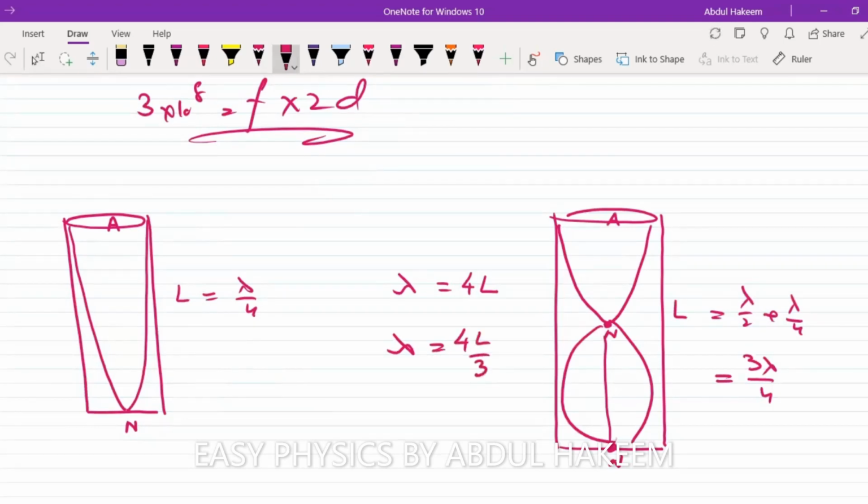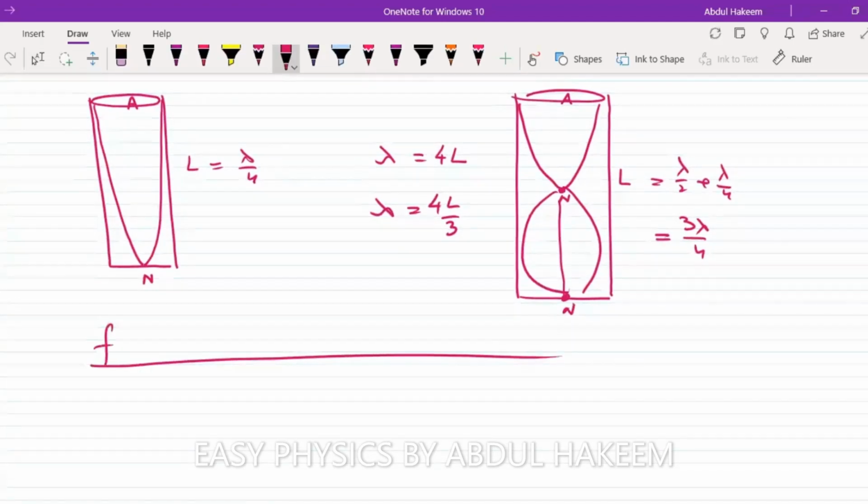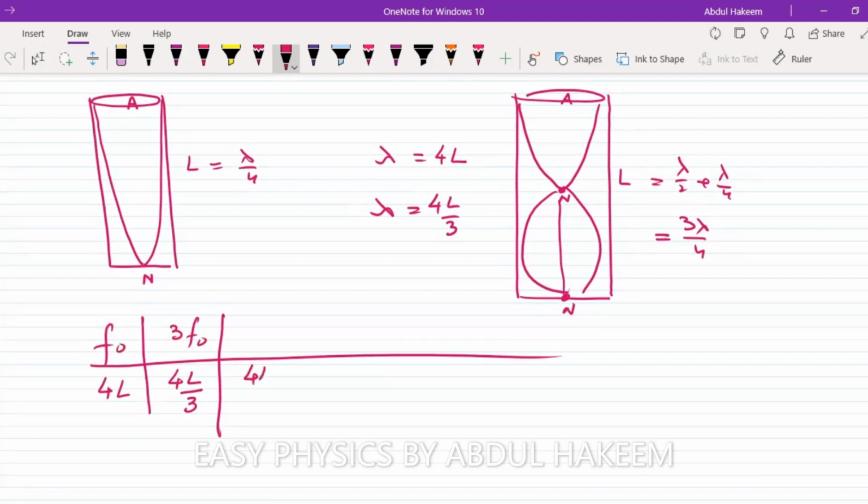So the sequence for a tube open at one end, closed at the other end: first frequency is F0, and the wavelength for the first loud sound is 4L. Then the wavelength becomes 4L by 3 and the frequency will be 3F0. Then it will be 4L by 5, so the frequency will be 5F0. So the frequency increases by odd numbers, and the wavelength decreases by odd numbers.